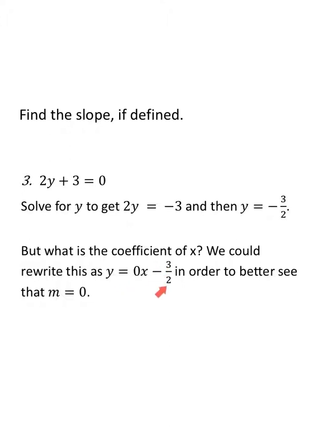0x minus 3/2 makes it easier to see that my slope is 0. In general, if you have y equals a constant, then you'll have a horizontal line, and a horizontal line has 0 tilt to it. No tilt at all. 0 tilt means the slope is 0.